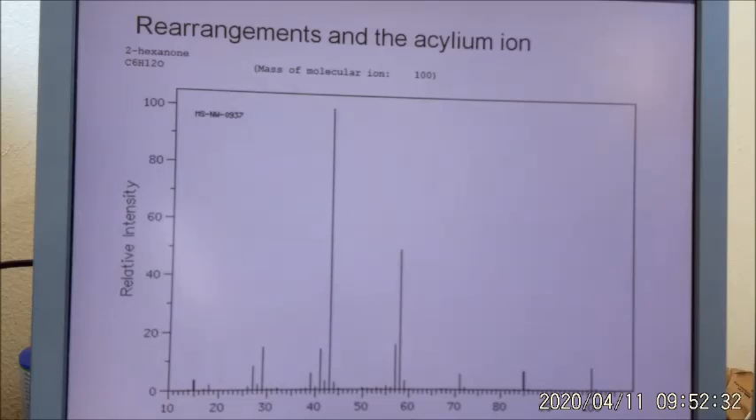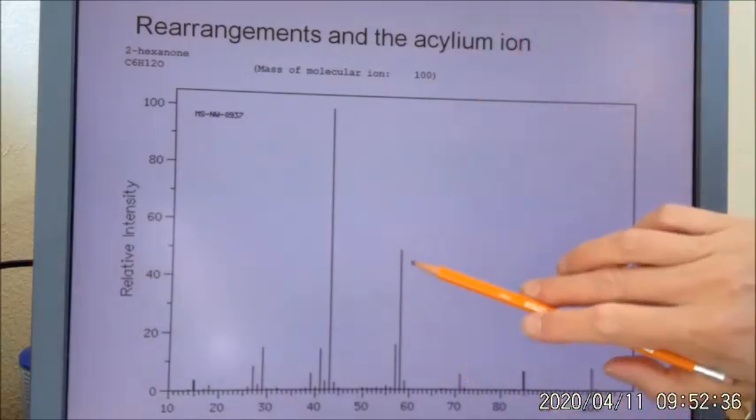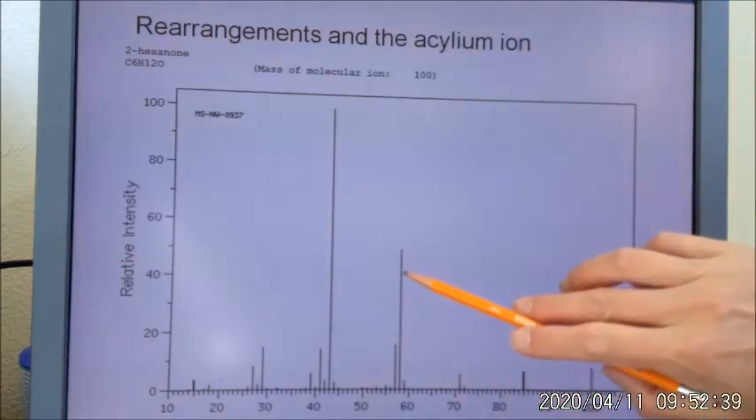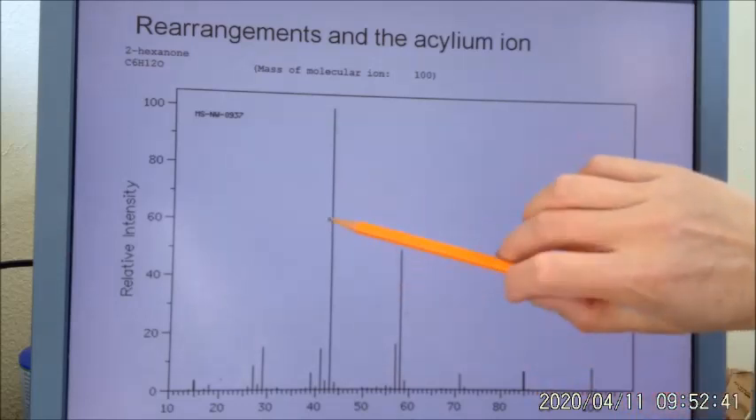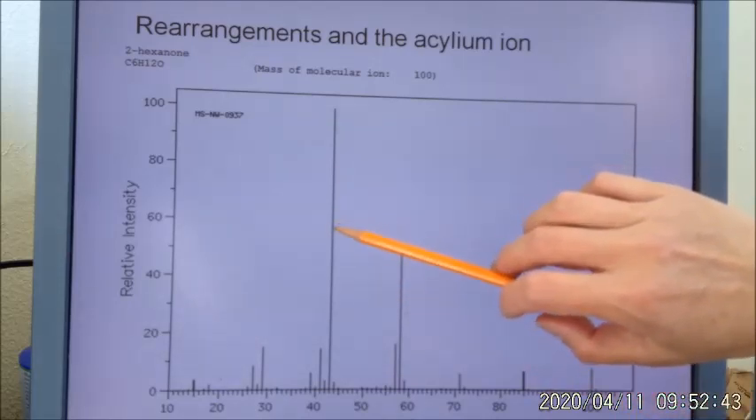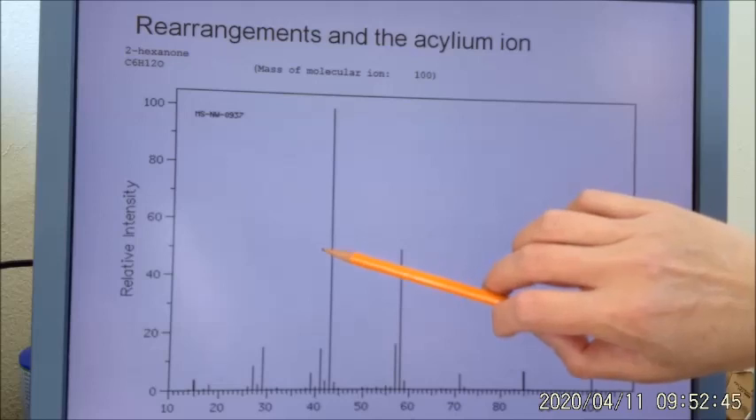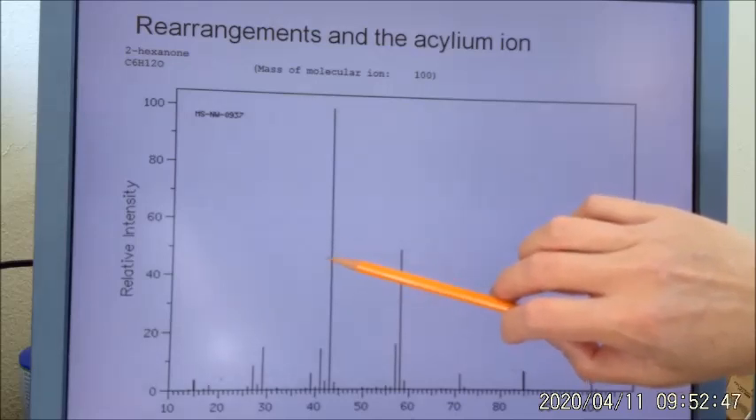So 100 minus 42 gives me 58. So this one, the 58, this is from my McLafferty. The 43, this is CH3C triple bond O, an acylium ion.